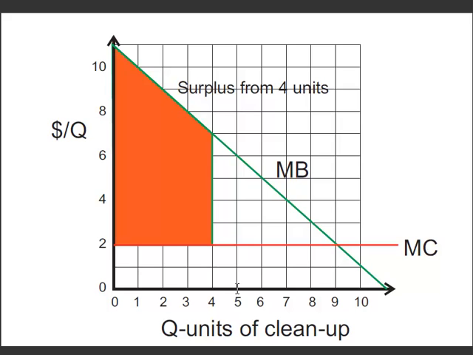The surplus from 4 units then is going to be the area between the marginal benefit curve and the marginal cost curve. That tells us the gravy that is created, the surplus that is created by cleaning up the environment. That's an economic benefit that the economy has generated by cleaning up the environment by 4 units.